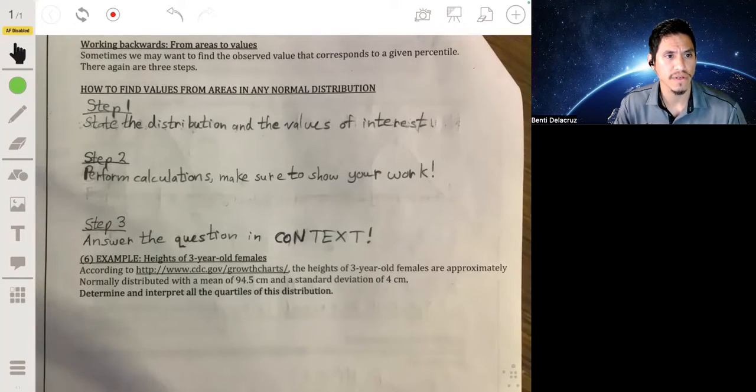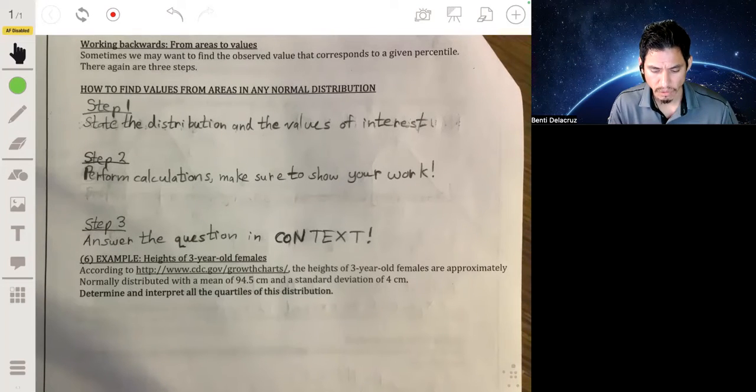Okay, so our goal by the end of this video is to solve real life problems dealing with the normal distribution. But in this case, we're going to be given areas or percentages first, and then from there we have to find corresponding z-scores and such to solve the problem.